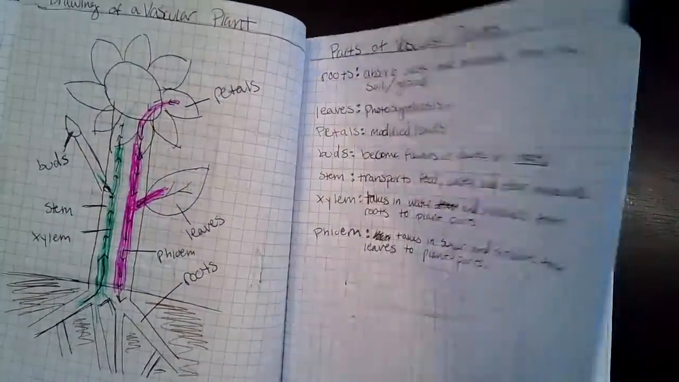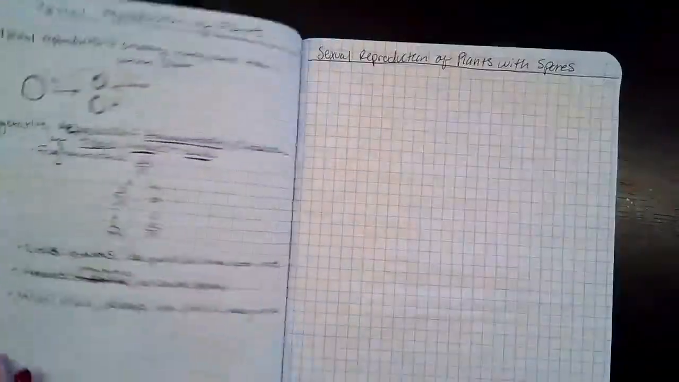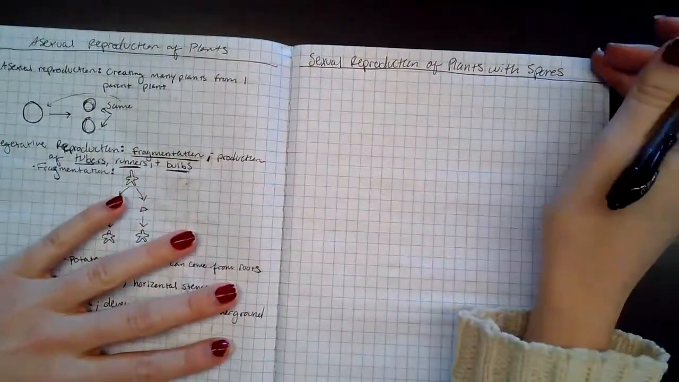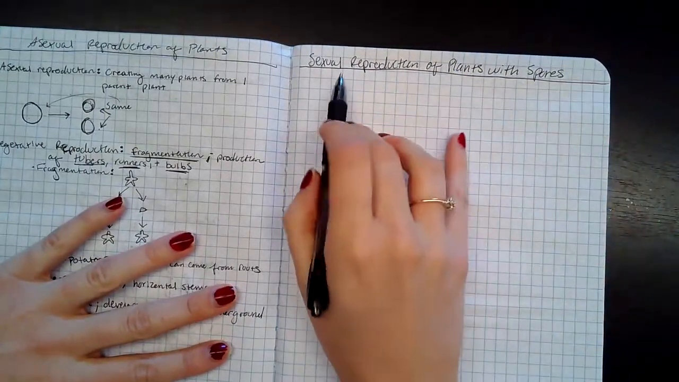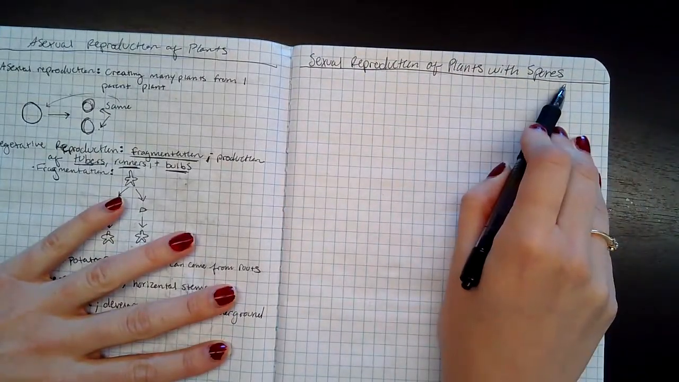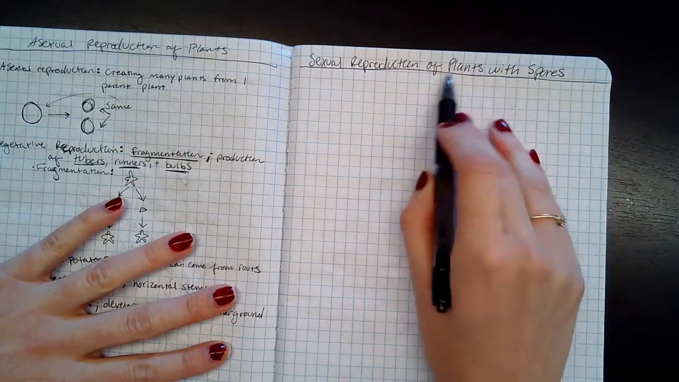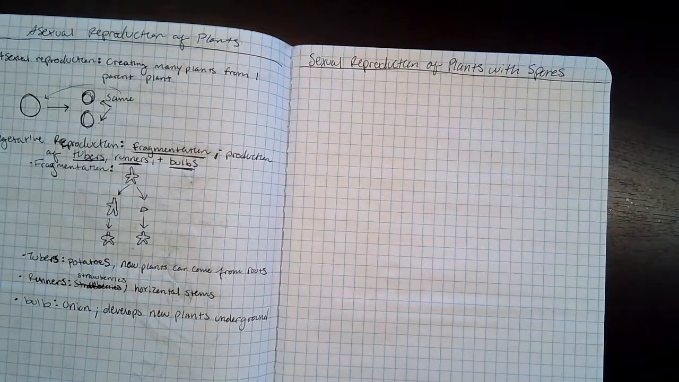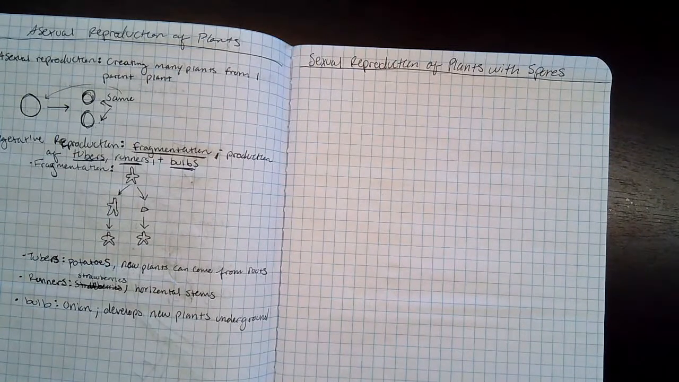Okay, now let's go back to our page. Great. So lots of things to talk about here. So we said sexual reproduction of plants with spores. So let's think, what plants have spores? Not all plants have spores. We know that ferns have spores on them, and mosses, some mosses, not all mosses.